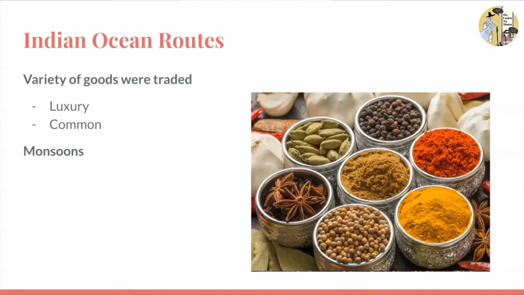It is important to note that all these trades through the Indian Ocean routes were possible thanks to the monsoons, which are predictable yearly storms where sailors and merchants could predict which way the wind would blow. This was important as the winds heavily affected their travel, especially because they were traveling through the ocean.